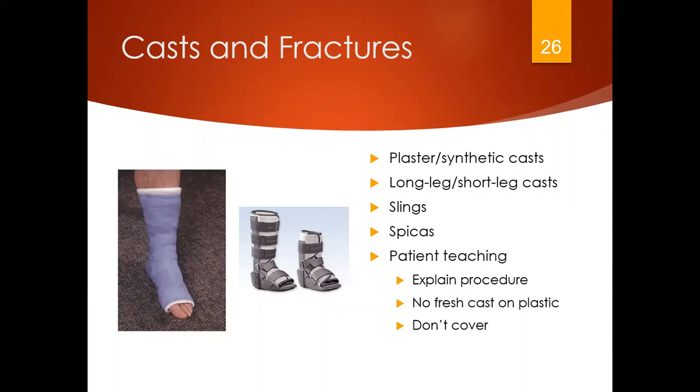Casts. So we have plaster and synthetic casts. These are two different types of casts, but plaster casts are the ones we actually have to mix up and then apply, right? They take a long time to dry, so you really don't want to get them wet. They're very easy to mold to the body size and shape. Your synthetic casts are less easily molded to that body part than plaster casts are.